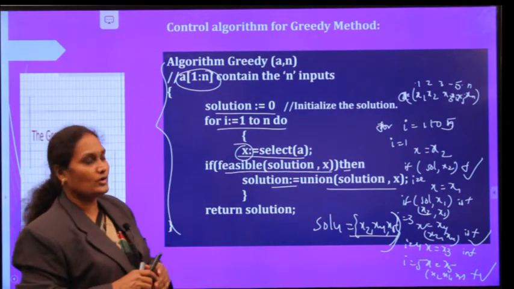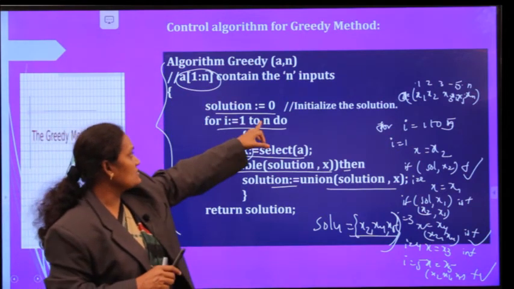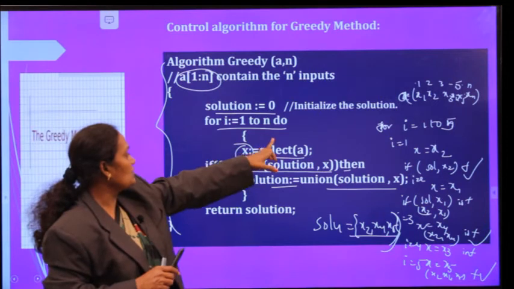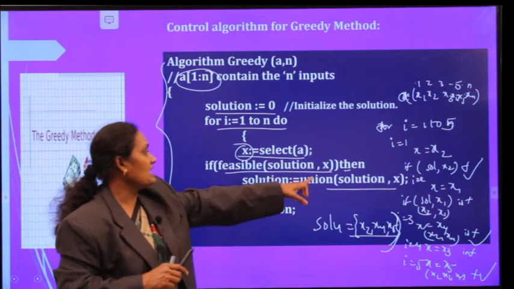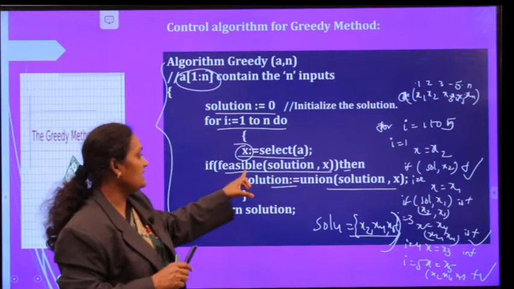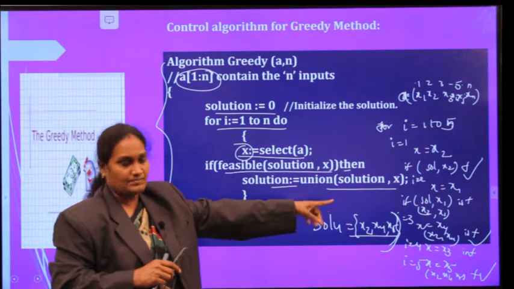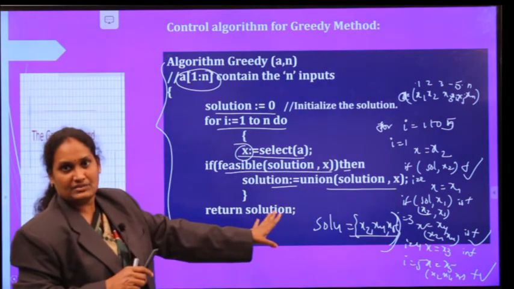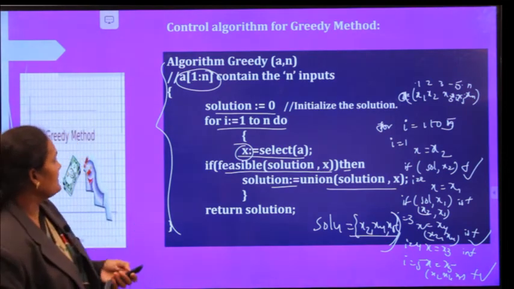Now here, what is the control abstraction for greedy? A is the input vector, initially solution is empty, for I is equal to 1 to n, we are going to select one input. If the solution comma that selected input is feasible, then solution is equal to union of solution comma x. Finally we return the solution. This is the control abstraction for the greedy method.